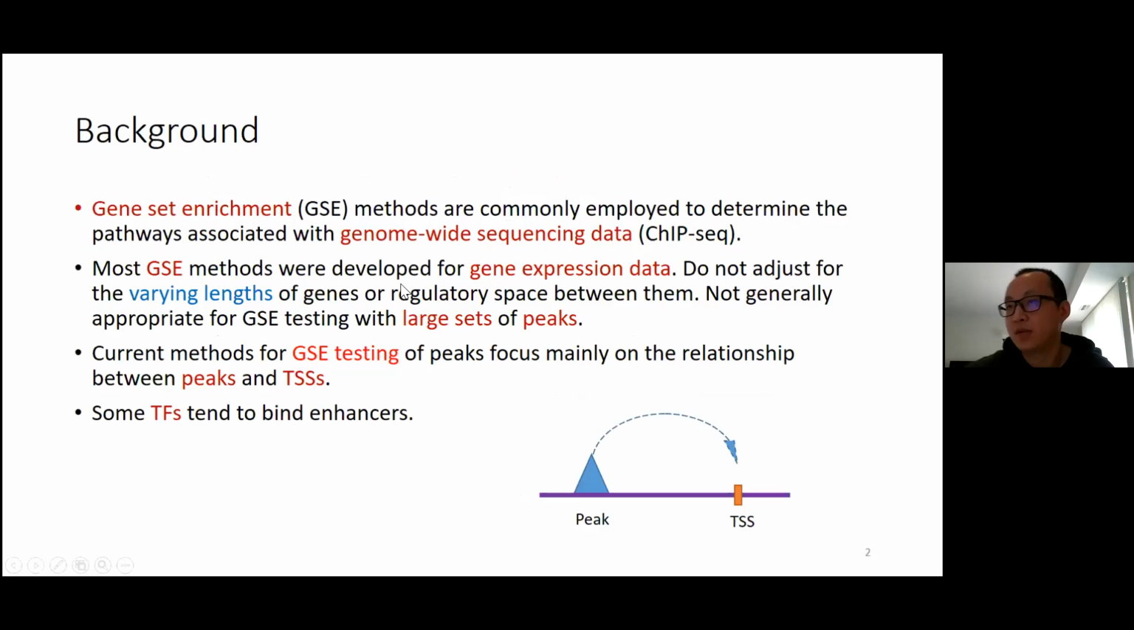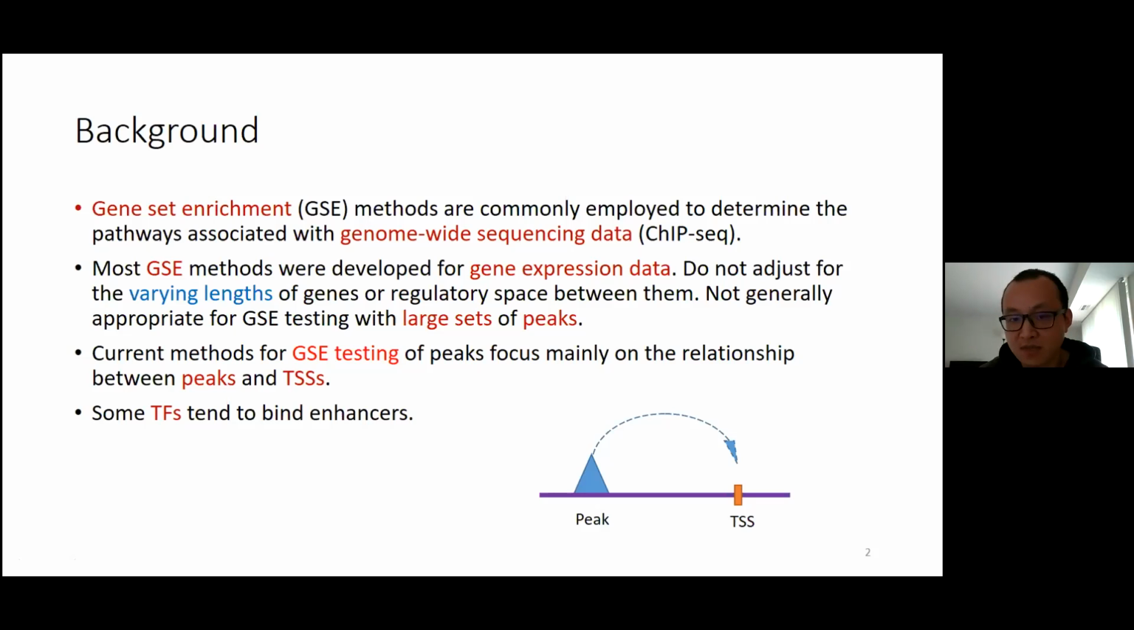So the background here is gene set enrichment methods are commonly developed to determine the pathways associated with genome-wide sequencing data, like ChIP-seq data and ATAC-seq data. But most GSE methods were developed for RNA-seq data, which is not adjusted for the various lengths of genes or regulatory space between them. And they are not developed for GSE testing with a large set of peaks.